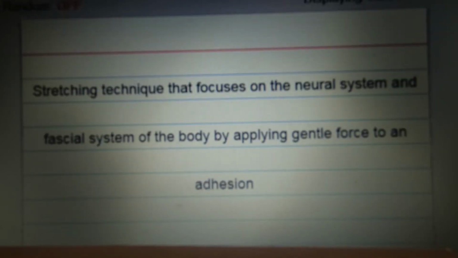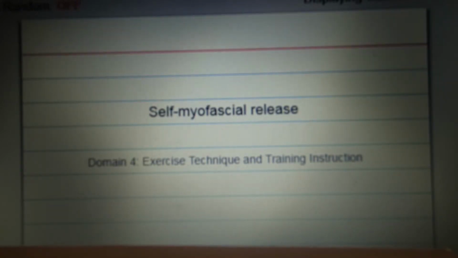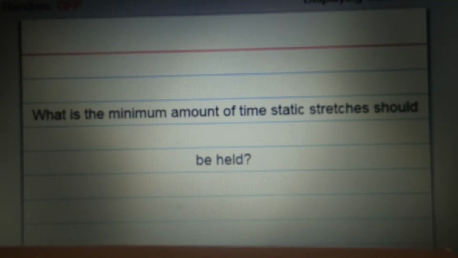Which stretching technique is used during phase 5 of the OPT model? Dynamic stretching. Stretching technique that focuses on the neural system and fascial system of the body by applying gentle force to an adhesion. Myofascial release.